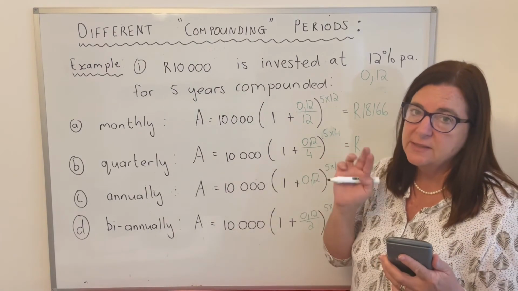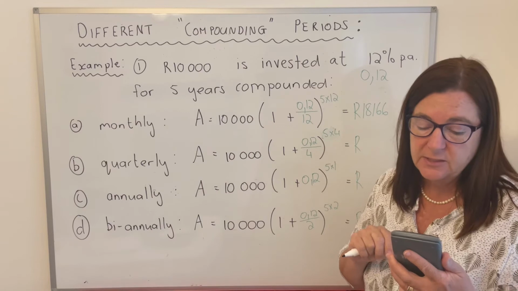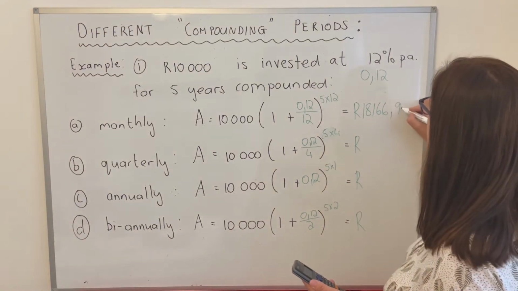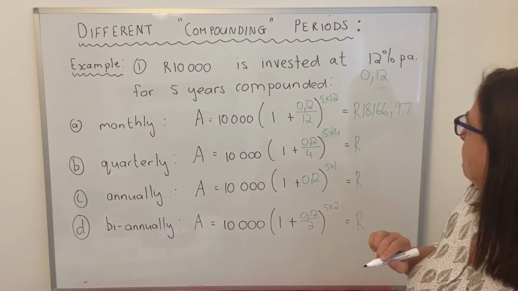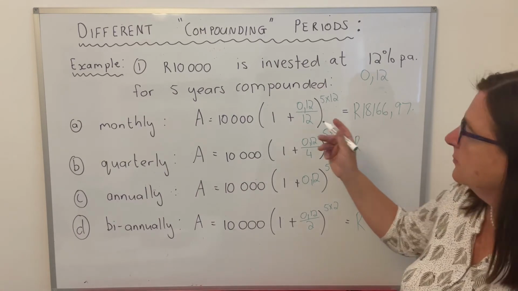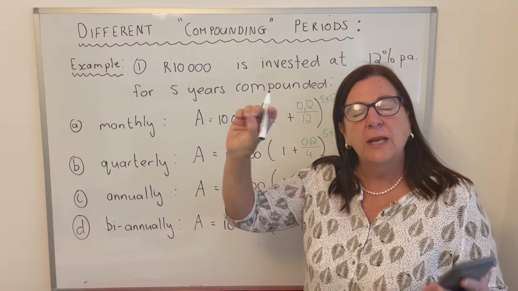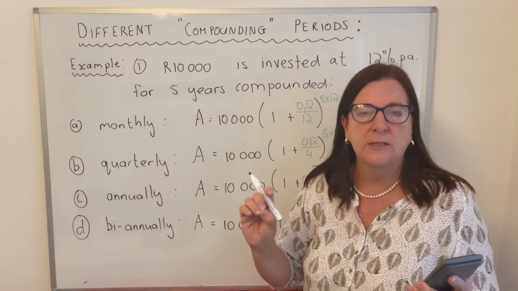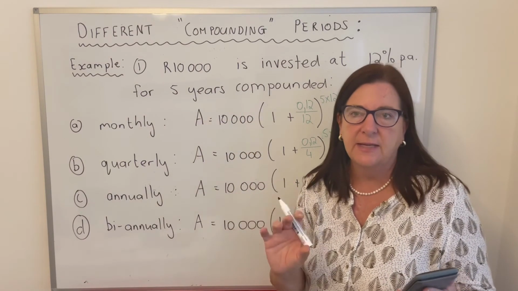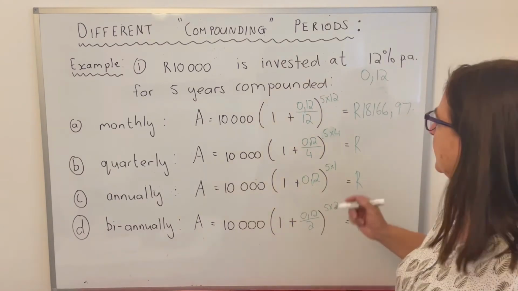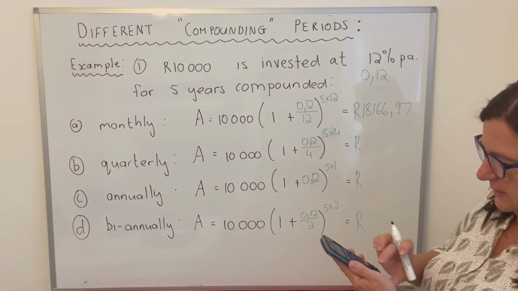Because we're dealing with rands and cents, it has to be to 2 decimal places. Just some comments there. Often your paper will be rounded off to 1 decimal place, but whenever we're dealing with finance, it is always 2 decimal places because it's rands and cents. Okay, and cents is out of 100, so it's 2 decimal places. Quarterly, let's quickly do that.